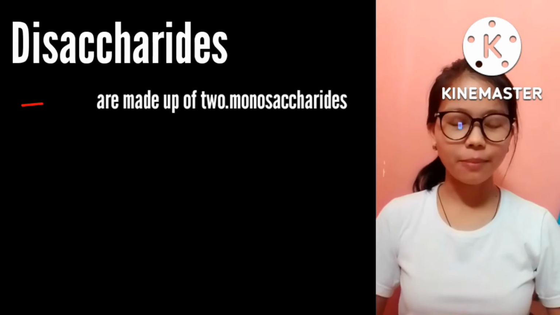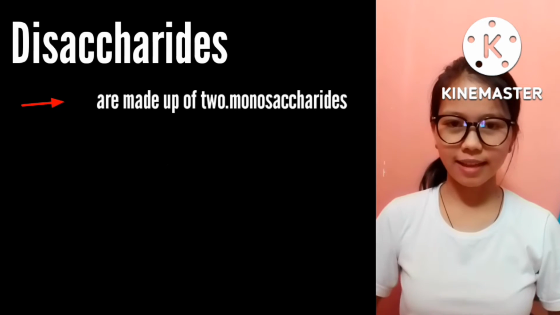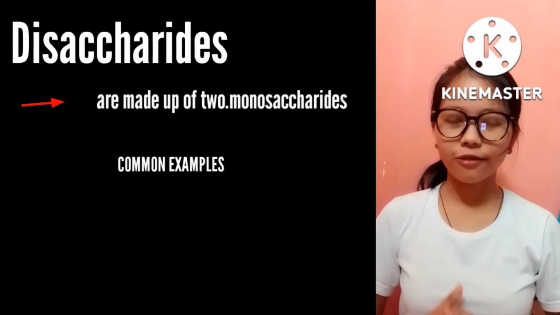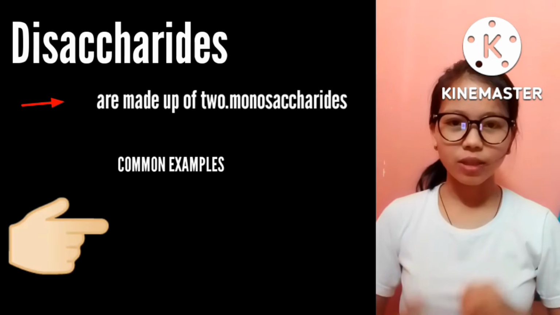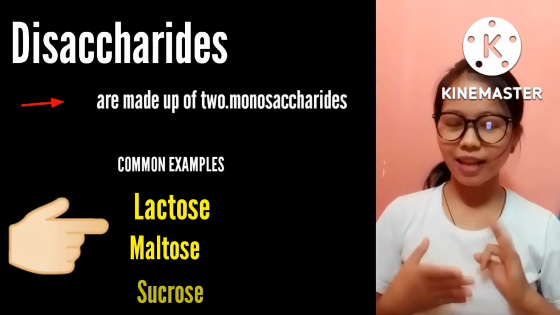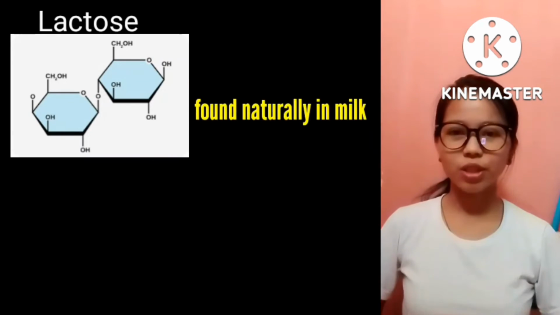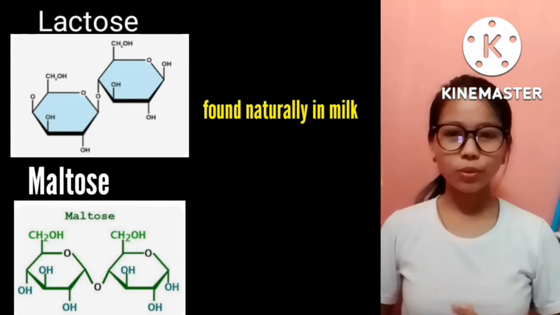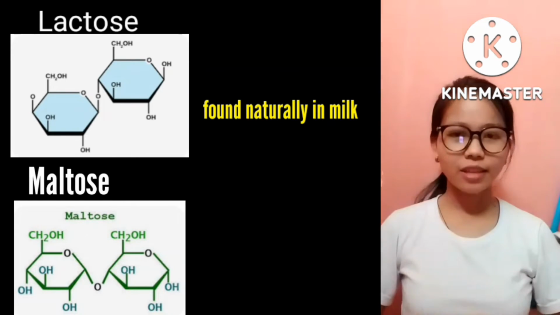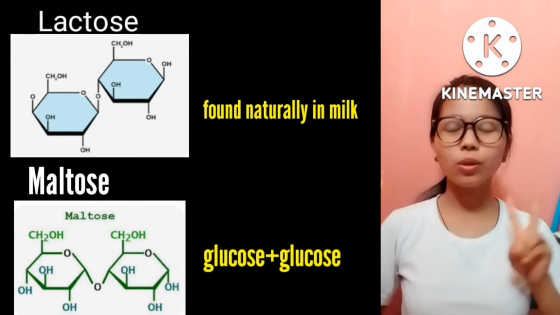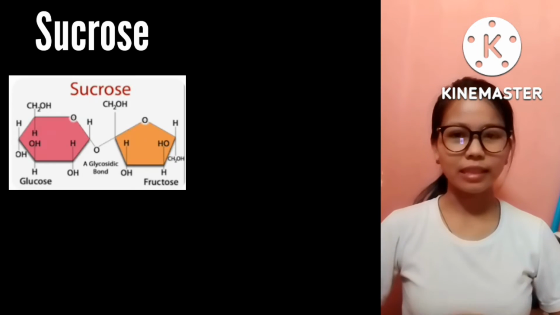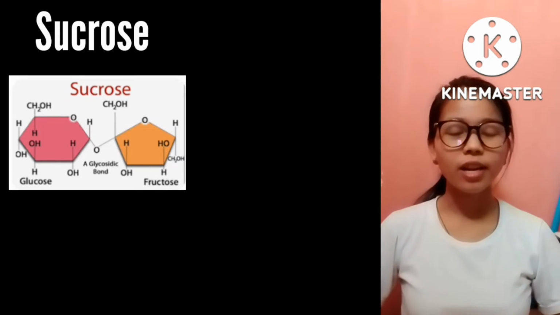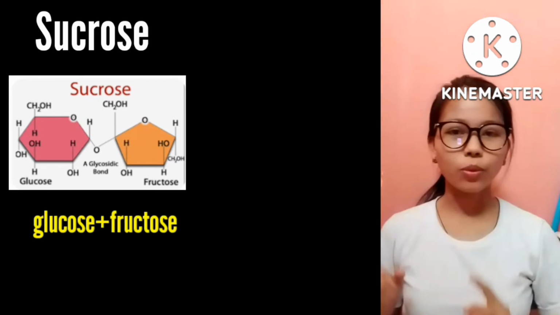Next, we have the disaccharides. So disaccharides are made up of 2 monosaccharides. The common examples of disaccharides are lactose, maltose, and sucrose. So the lactose is found naturally in milk, while the maltose is the product of a dehydration reaction between two glucose molecules, while the sucrose, or the table sugar, is composed of glucose and fructose monomers.